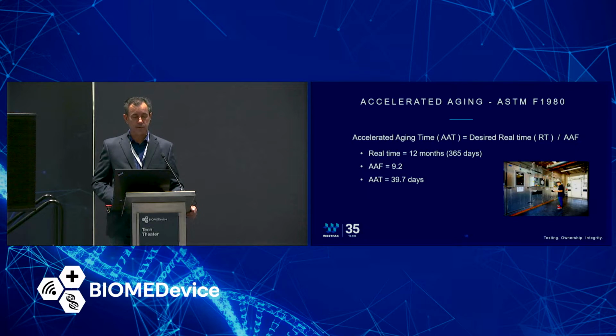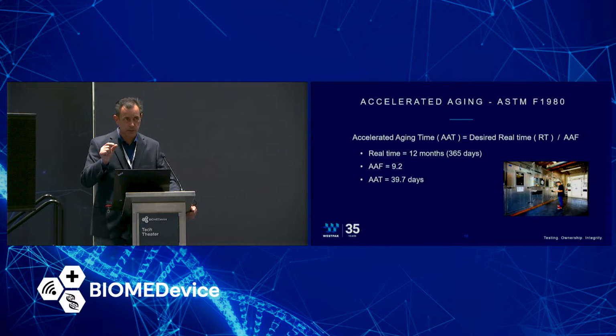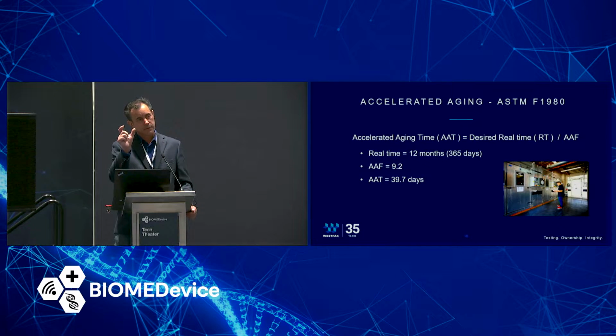Let's plug that into the equation. Now I get 12 months at 39.7 days. So that's 40 days. I have a 6-day reduction just by changing that room temperature. The delta, that's what I'm doing. I'm changing the delta from my aging temperature to my room temperature or storage temperature by 2 degrees C, and I can save 6 days. Hey, that's getting pretty good.